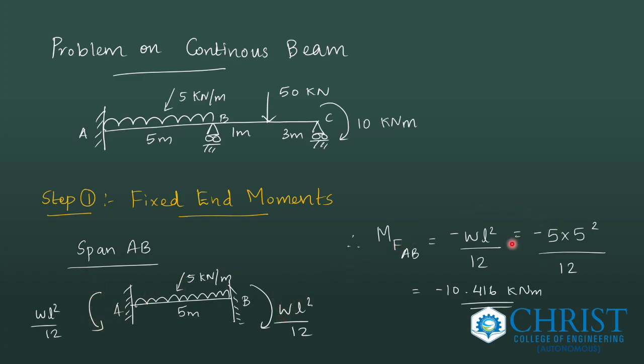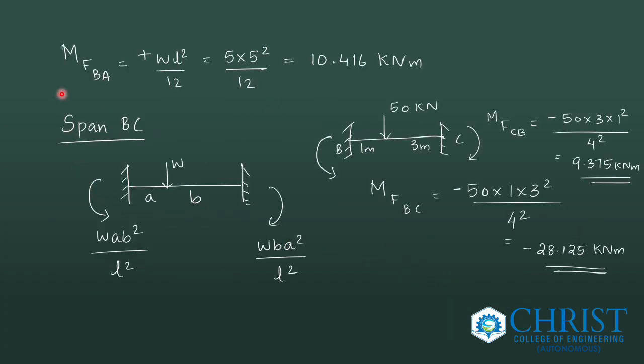Calculating, I will get 10.416 as MFAB, with a minus sign. And calculating MFBA, I get positive 10.416 kilonewton meter acting as the fixed end moment in span AB.